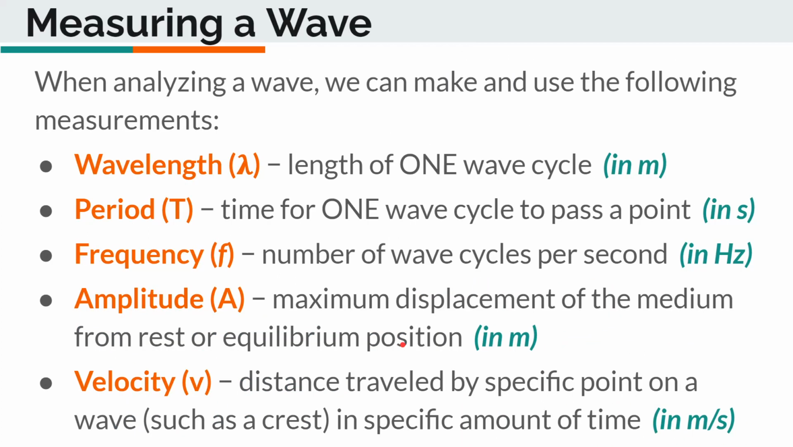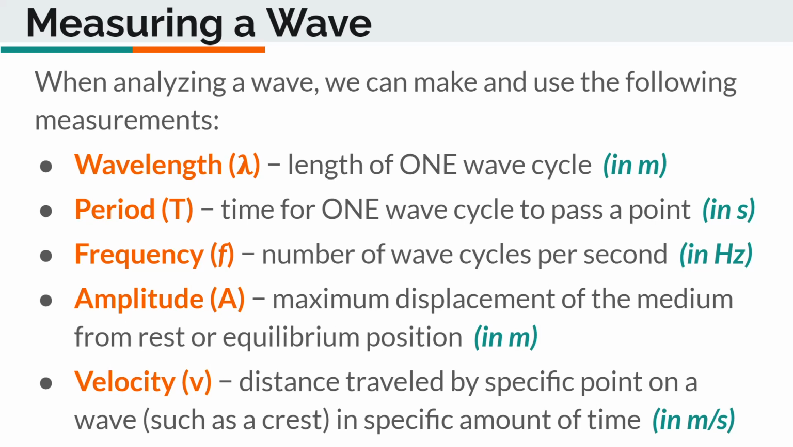So here are a bunch of those terms that were in the reading yesterday. So hopefully you already have written these down. But when we start analyzing these waves, we can make and use the following measurements, whether we're actually measuring something like in the PhET or just reading numbers and using them for calculations, which I'm going to show you at the end of the period today. But there are different variables that you need to know: wavelength, period, frequency, amplitude, and velocity.